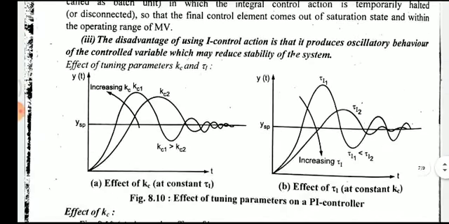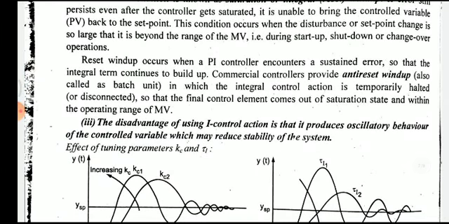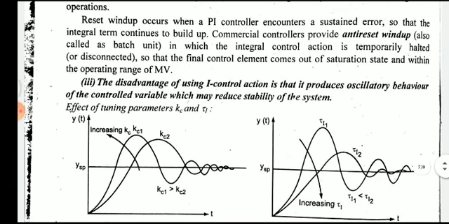This phenomenon is also given in the graph, which shows y_SP versus y(t) versus t, and the effect of constant tau and constant Kc. The disadvantage of using the I controller action is that it produces oscillatory behavior.